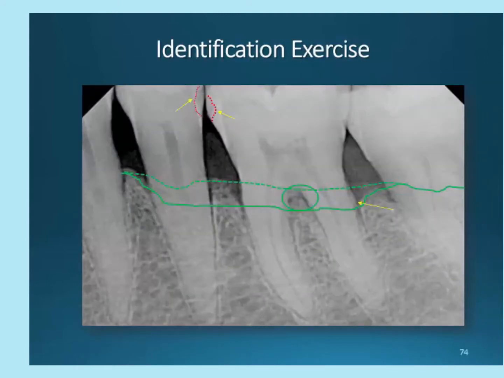Time to review. Notice the green dotted line was the original bone level prior to disease. Notice the solid green line. This is the current bone level. There is the beginning of a furcation in this image, and it is circled in green. Calculus is shown by the yellow arrow. Also, I have noted that there's a possibility of decay.